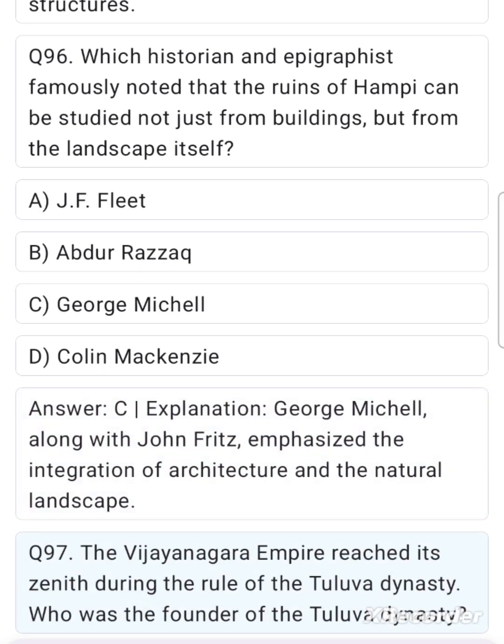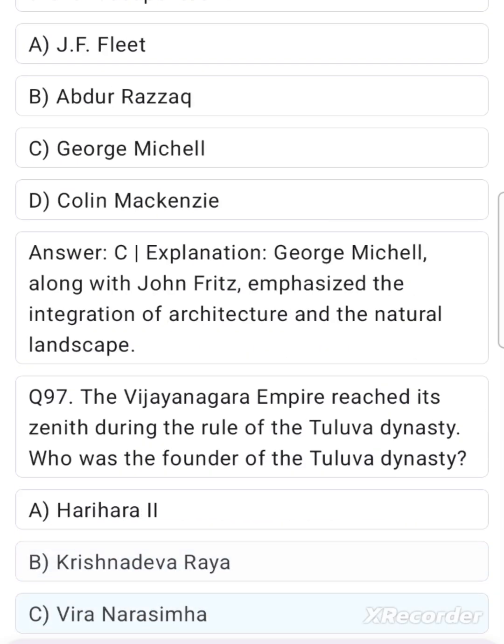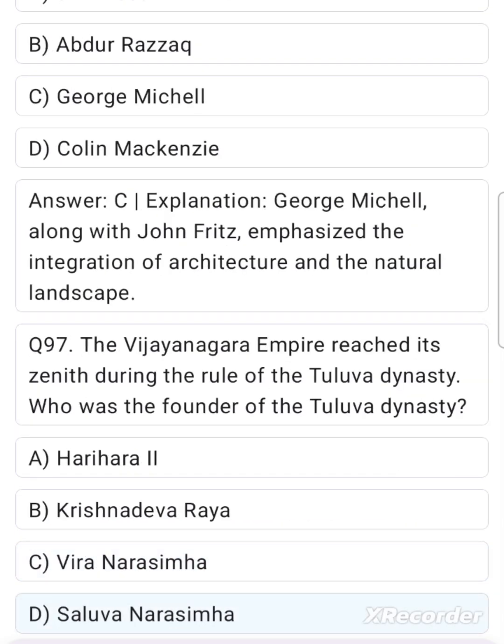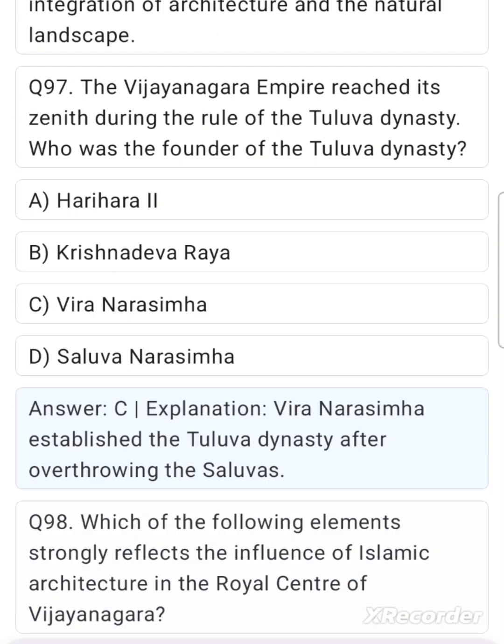Q97. The Vijayanagara Empire reached its zenith during the rule of the Tuluva dynasty. Who was the founder of the Tuluva dynasty? A. Harihara II. B. Krishnadeva Raya. C. Veera Narsimha. D. Saluva Narsimha. Answer. C. Explanation. Veera Narsimha established the Tuluva dynasty after overthrowing the Saluvas.